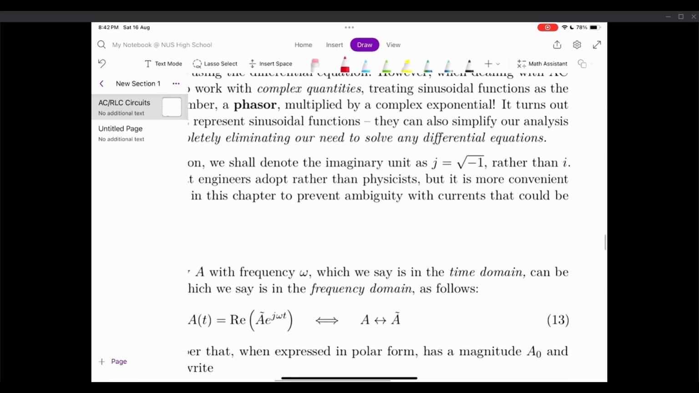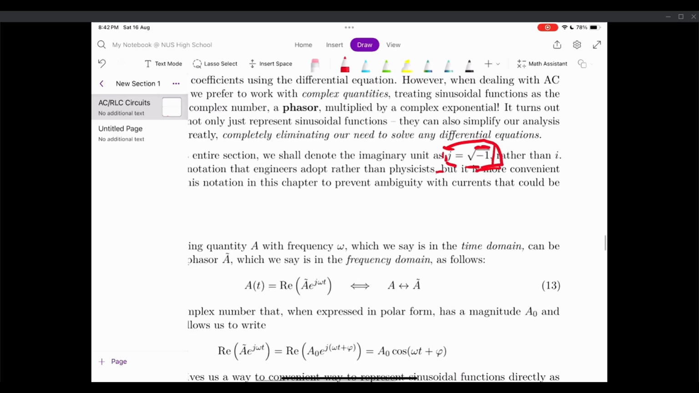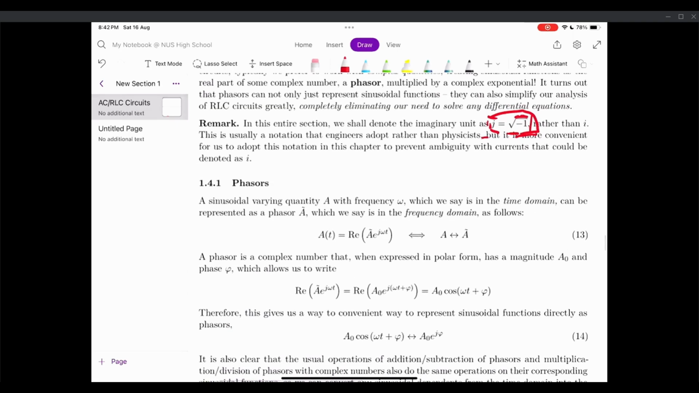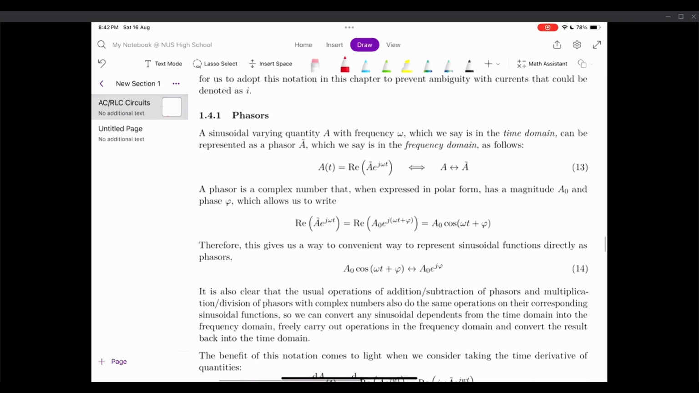Just a disclaimer here, I'm going to be using j to be the square root of -1. It might be a bit infuriating to you, and honestly, I don't care, because I am also a little bit infuriated by it. It is an engineering thing. We don't want to confuse it with current, which can sometimes be denoted as i. So just take note that when you see a j, that just means the imaginary unit. I assume all of you should know complex numbers by now, so it should not be too bad.